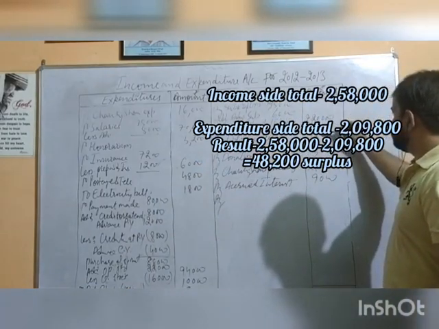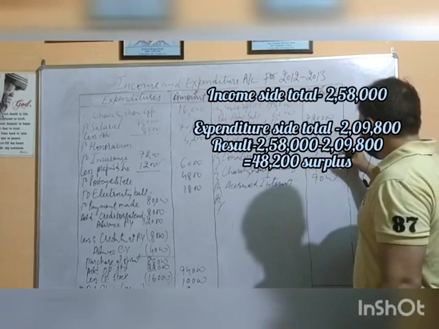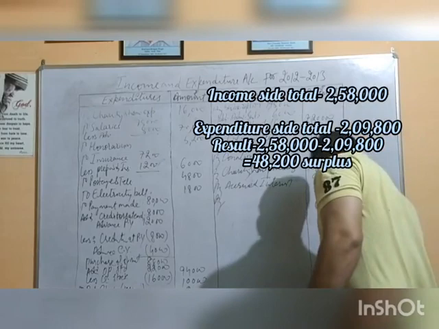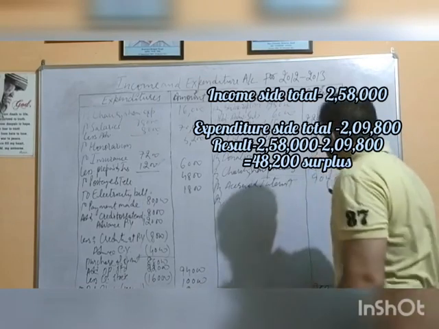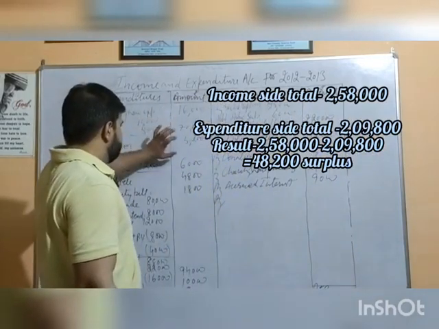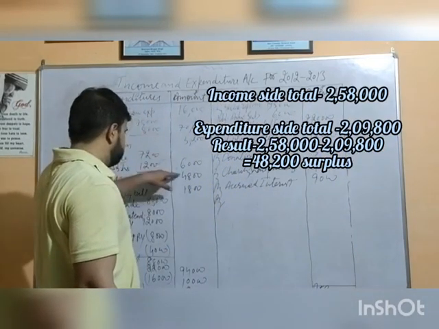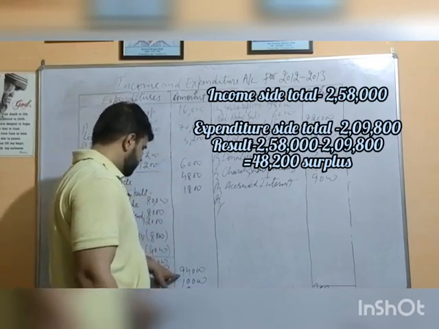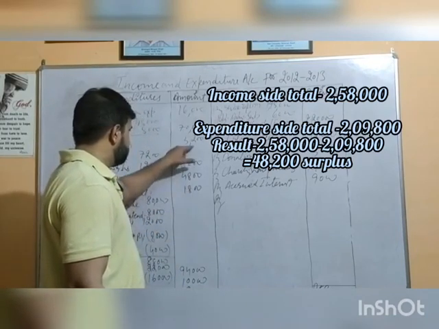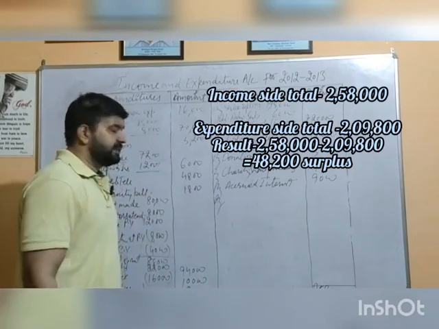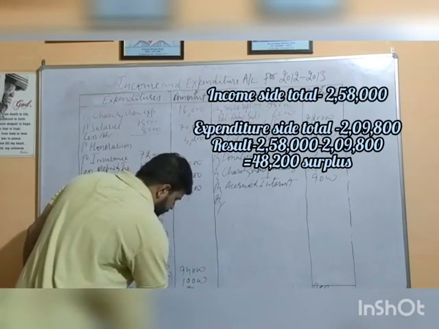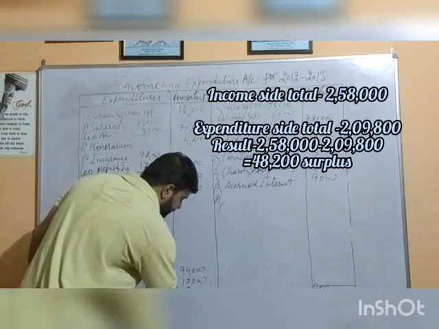2,20,000 plus 12,000, 232, plus 5, 237, plus 2, 239, plus 49, plus 9, 258. We are having 2,58,000 on the total of the income side, and here we are having 2,09,800. So we need to find out the net result. Our income side is in excess of our expenditure side, which is 2,58,000.